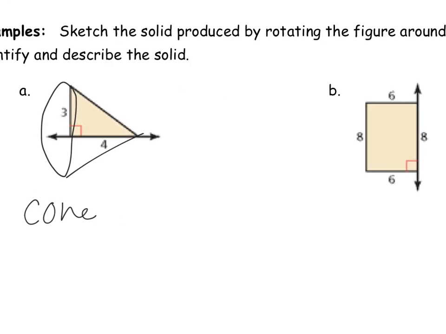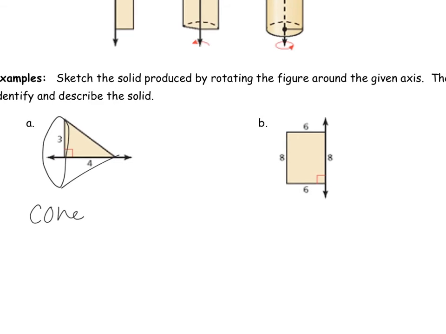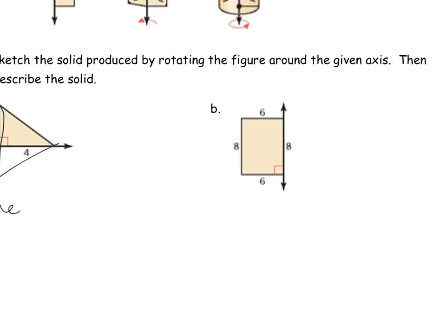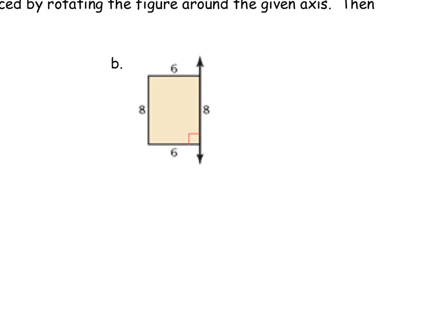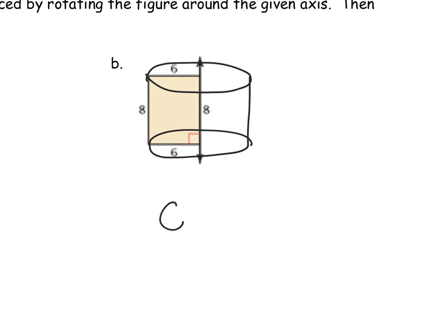Okay, if you take a rectangle and you rotate it all the way around 360, what will it make? It'll make a cylinder. That is crazy. Cylinder with a radius of 6 and a height of 8. Do we need to put that? No, I mean you can see it in the picture.